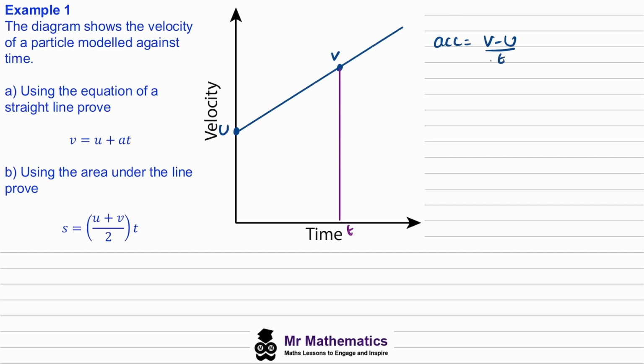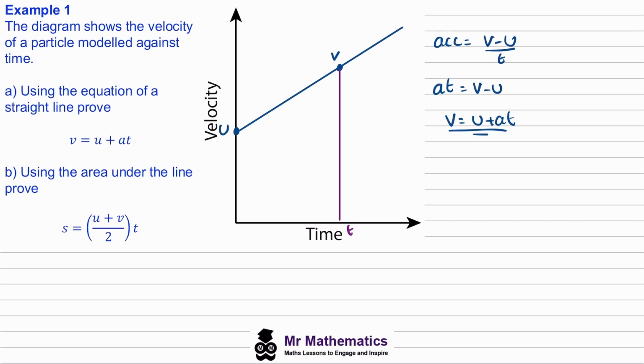We can rearrange this to make v the subject, so we'll have the acceleration multiplied by time will be v minus u. We'll add u to both sides, so the final velocity will be u plus at. And that's our first equation.